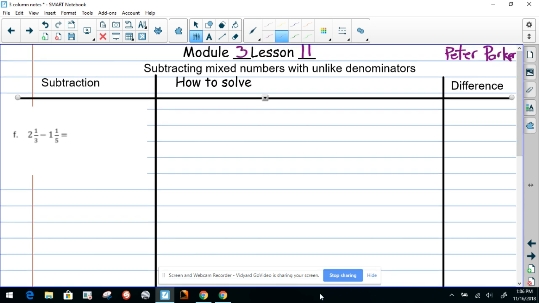Okay, today we are going to subtract mixed numbers. So here's the process. Step number 1, rewrite the problem. Step number 2, make observations.